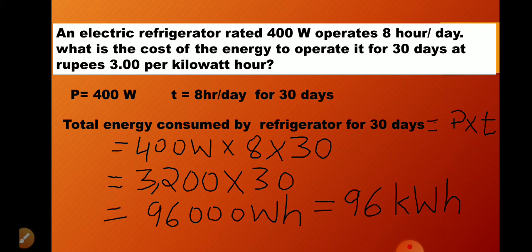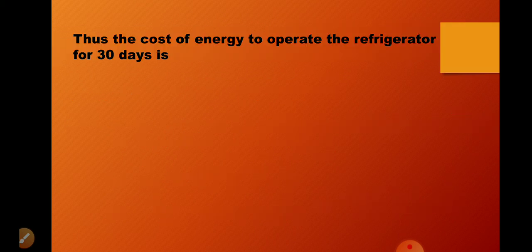Now for each kilowatt hour, it is 3 rupees. Here in the question it is given as rupees 3 per kilowatt hour. So 96 kilowatt hour is the energy consumed. Per kilowatt hour it is 3 rupees, so for 96 kilowatt hour how many rupees, we have to calculate. This is the cost of energy to operate the refrigerator for 30 days.